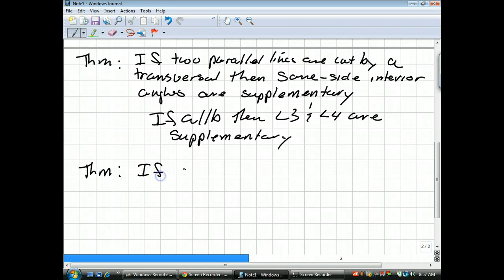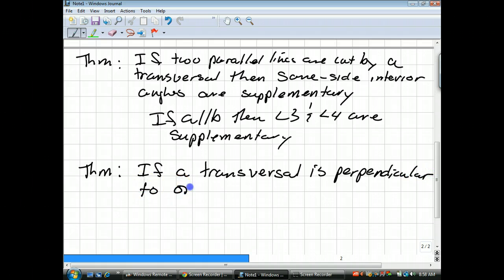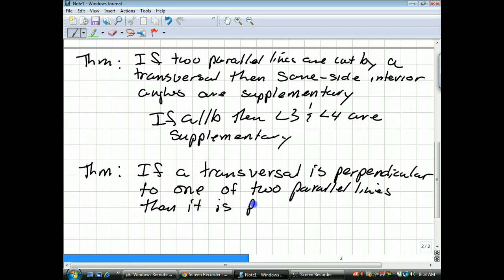Okay? And our final theorem says if a transversal is perpendicular to one of two parallel lines, then it is perpendicular to the other one also.